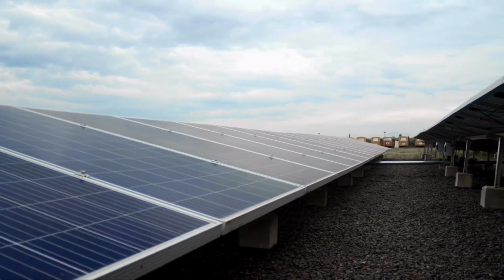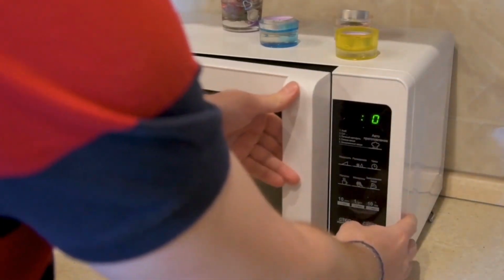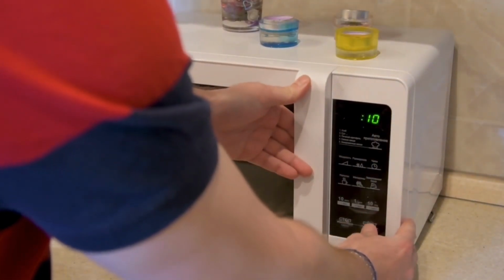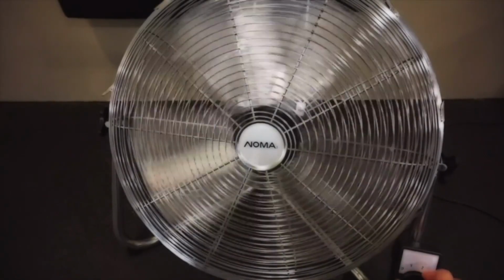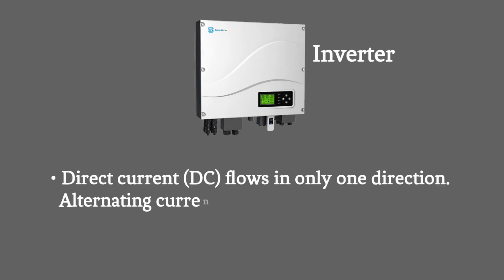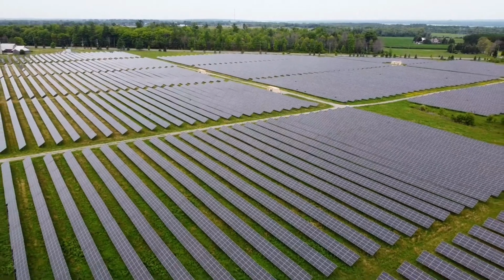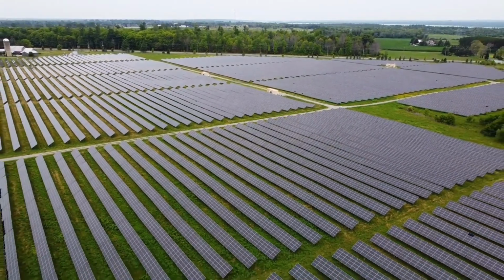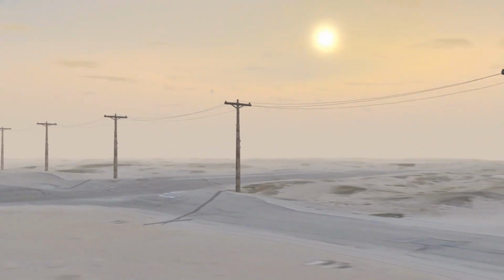However, this type of current is a direct current. Most household appliances and the electrical grid operate on alternating current rather than direct current. Therefore, the direct current produced by the solar panels is often converted to alternating current using an inverter. The electricity generated can be used immediately, stored in batteries for later use, or fed into the power grid.